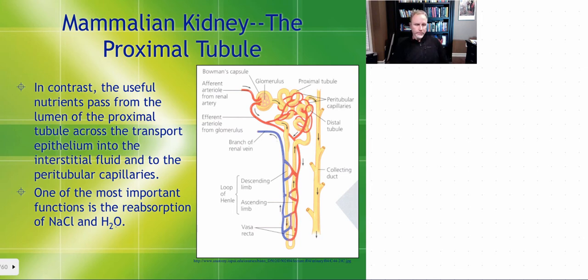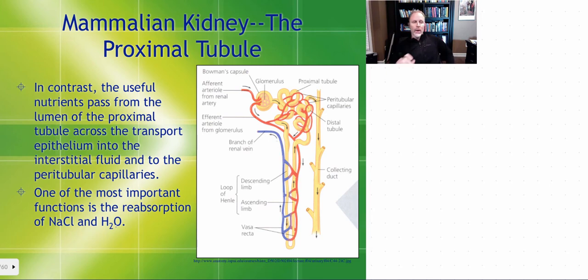Okay. And then the useful nutrients, like we said, these things are going to pass from the lumen of the proximal tubule into the transport epithelial tissues. The interstitial fluid is the fluid that's bathing the nephron, the peritubular capillaries, all of this stuff. You remember, they're not in direct contact with one another. They're going to be bathed in a solution. It's important to keep that in mind as well.